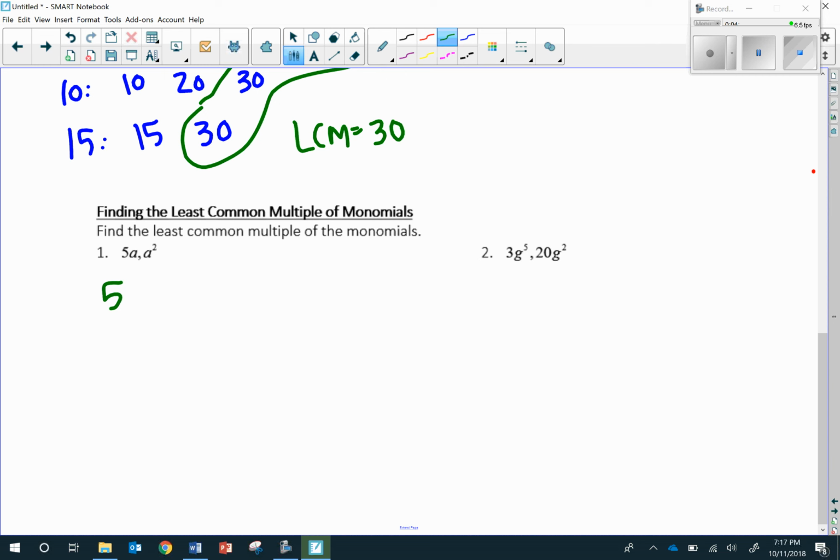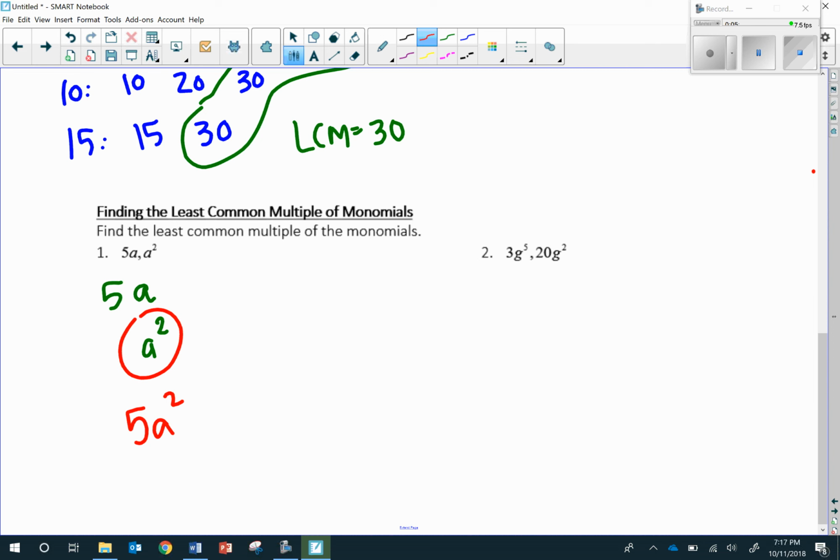We then are going to write our variables. So we have a, and we have a squared. In order to find our LCM, we're going to take the one with the higher power. So in this case, a squared would be the higher power. And then we're just going to multiply that higher power by our number. So our LCM of these two monomials is simply 5a squared.